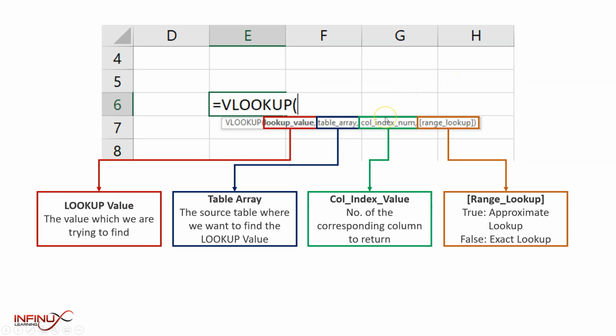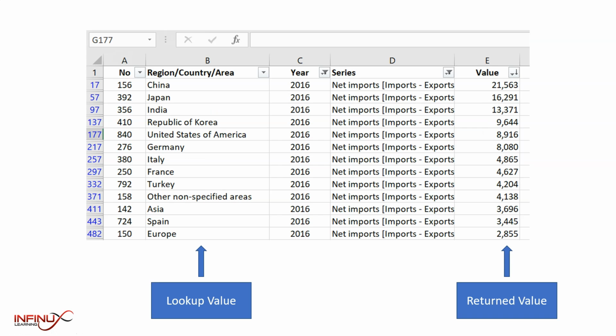Then you have the column index number. This is the number of the column which holds the corresponding value. So in my example, it's the first, second, third, fourth. It's the 4th column which holds the corresponding data which I want to return in my Vlookup function.